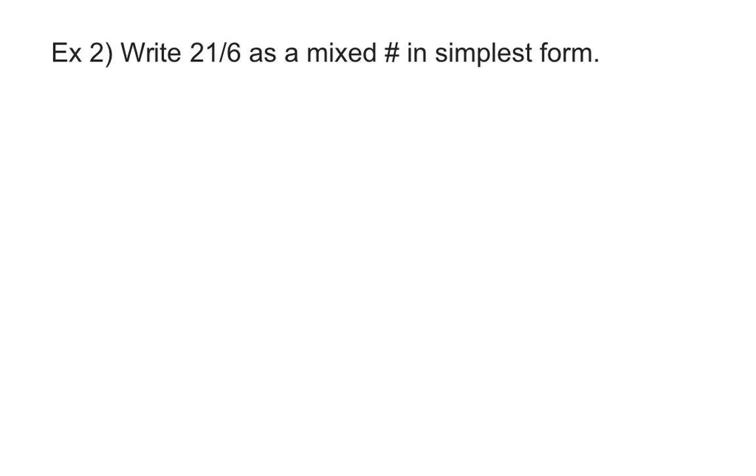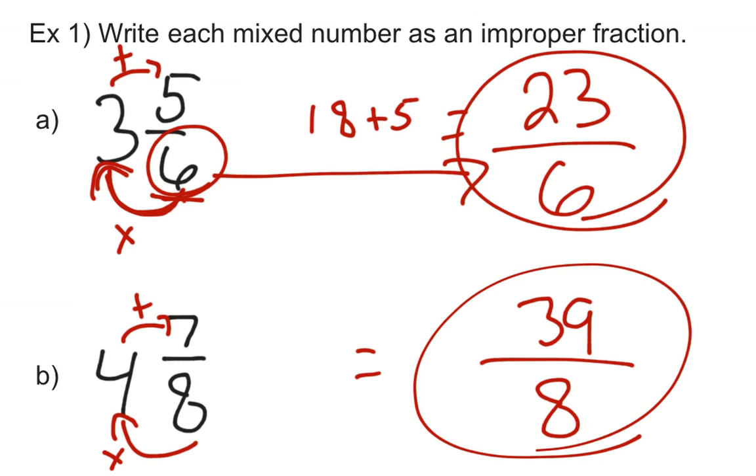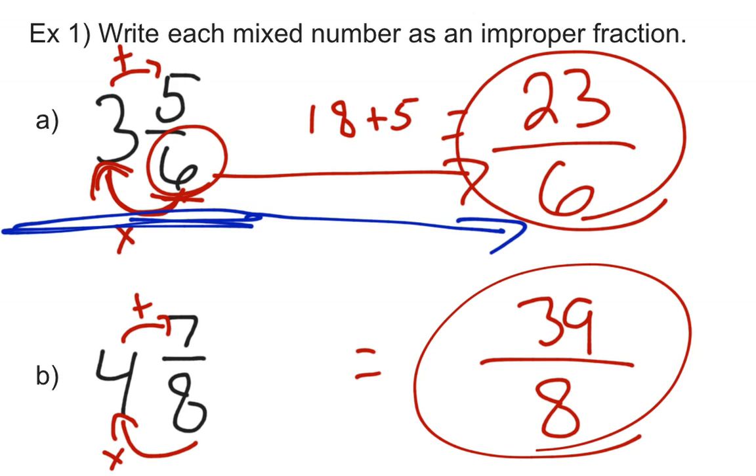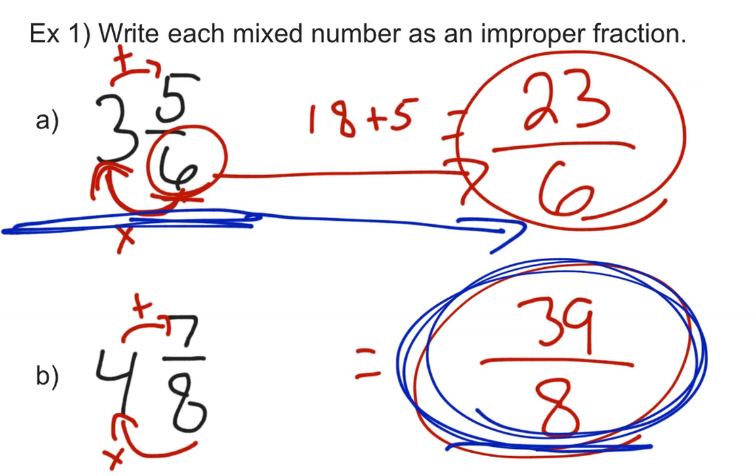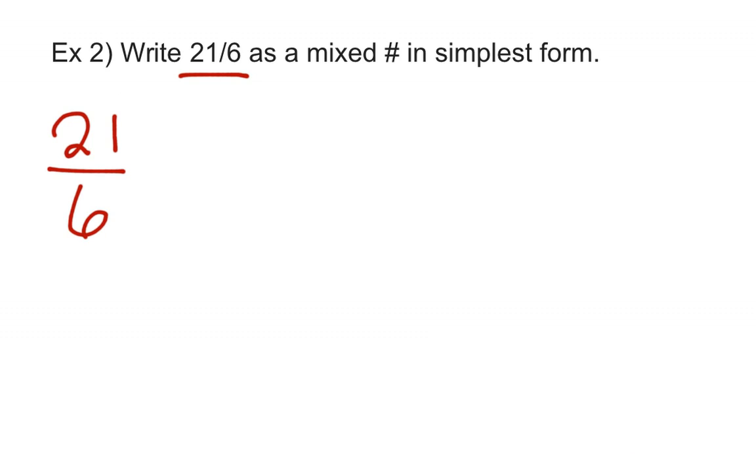Okay, next type of problem. It says write 21/6 as a mixed number in simplest form. When I see that slash, that's just the way of writing this as a fraction, 21/6. If I want to write this as a mixed number, we're really just going backwards. I'm going to go back a page here. In the last problem, we were taking mixed numbers and making them improper fractions. What they're going to ask us to do now is take these improper fractions and change them back to mixed numbers, because there are things we want to do this for.